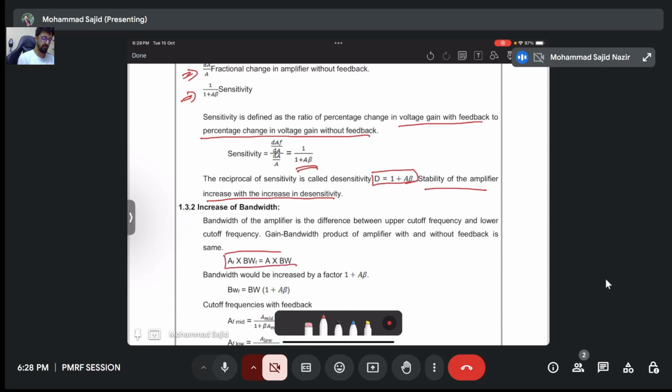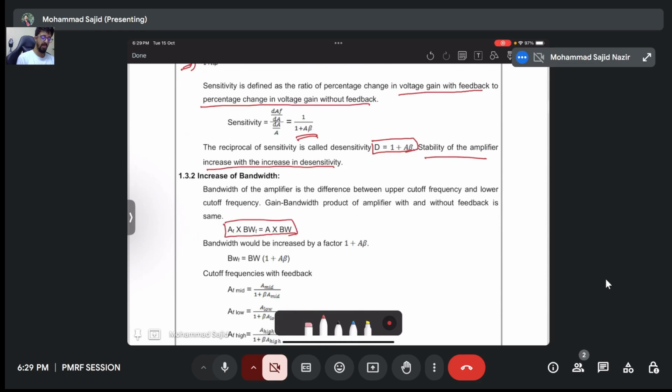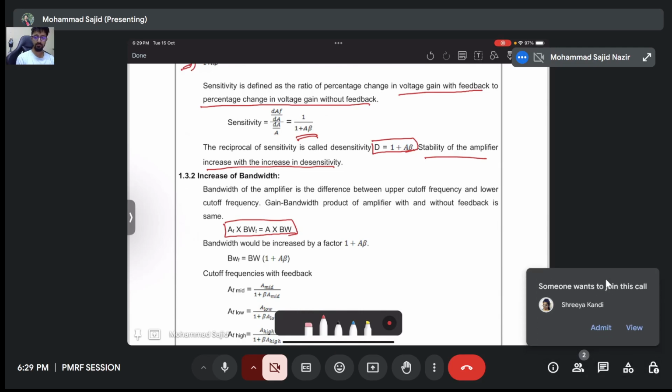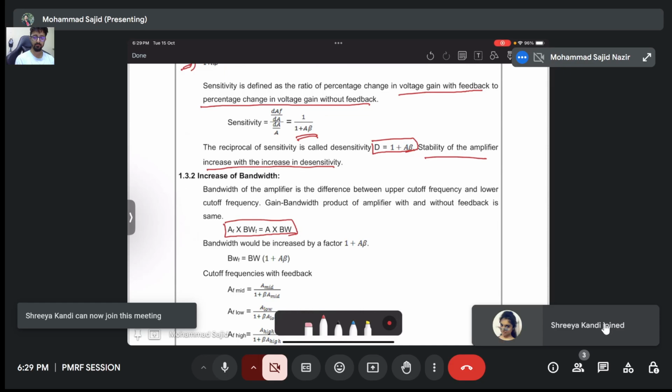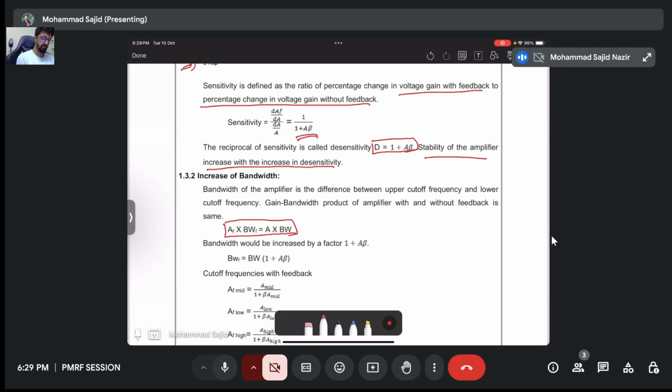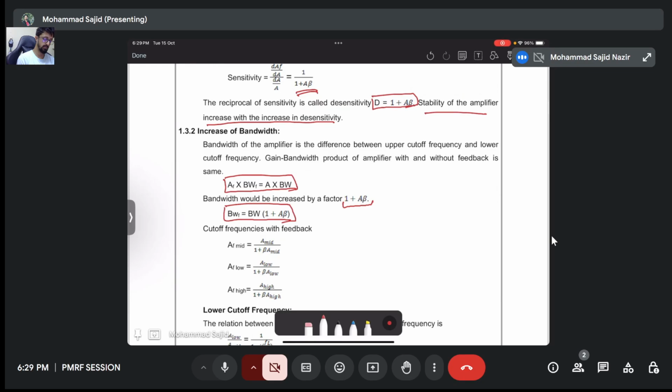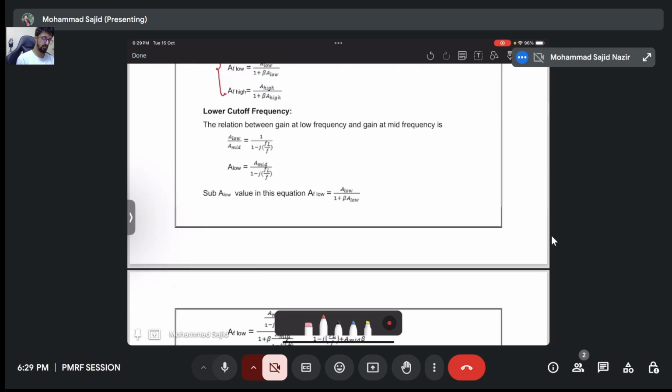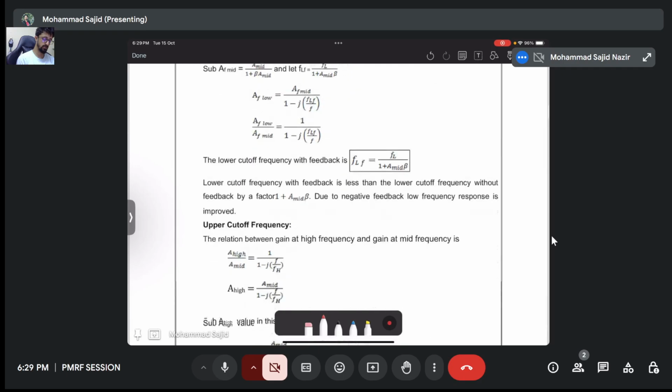Similarly, in terms of bandwidth, the gain-bandwidth product remains the same. If gain increases, bandwidth decreases; if gain decreases, bandwidth increases. So if my gain is decreased by a factor of 1 plus Aβ, the bandwidth will be increased by 1 plus Aβ. Similarly, these are the proof terms. And similarly, let's move on.